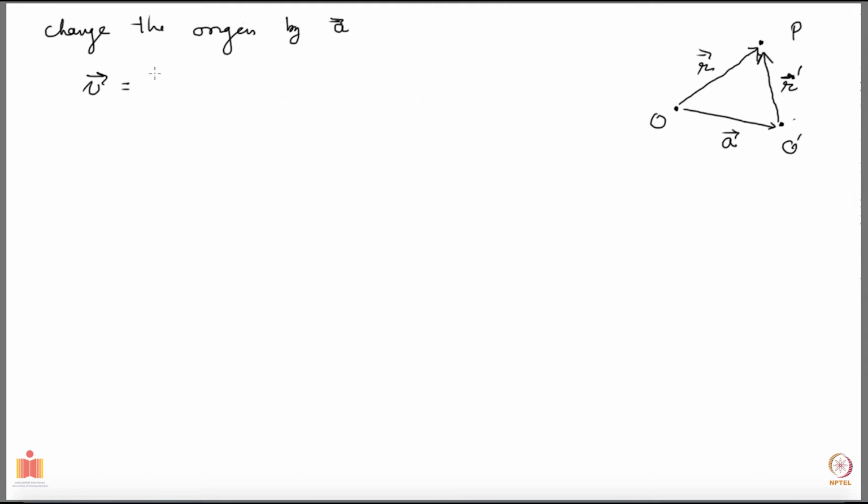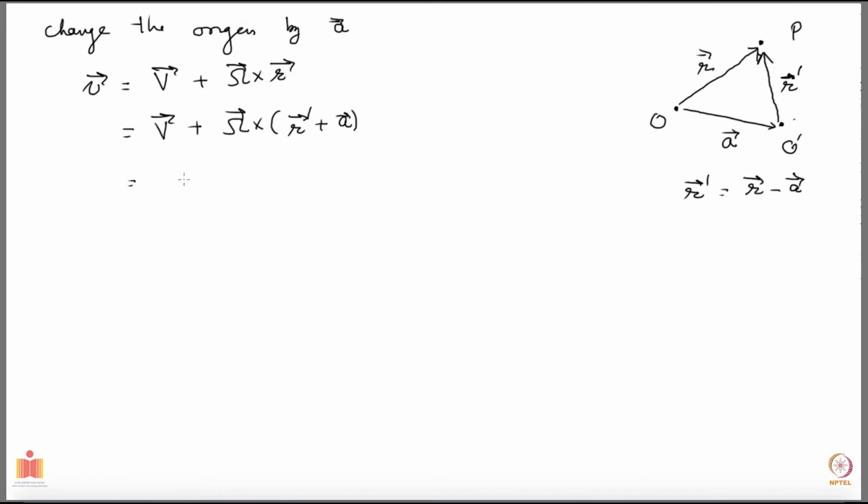V is V plus omega cross R. So what I do is I substitute. So here if you see your R prime, this vector is R minus A. Okay, so if I substitute in here, I get V plus omega cross R, and R is R prime plus A, right? Now I write this as V plus omega cross A.